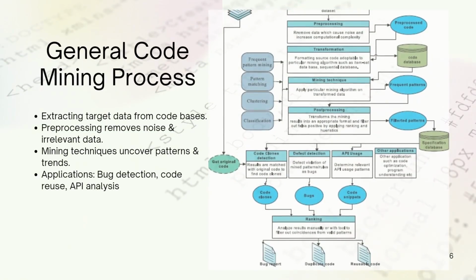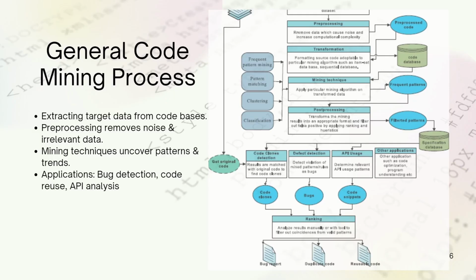Let's look at the code mining process. The process of source code mining follows a structured and systematic approach. Much like extracting valuable minerals from raw ore, software systems generate massive amounts of code, logs, and version history, making it difficult for developers to manually detect patterns, security vulnerabilities, or inefficiencies. Source code mining automates this process by systematically analyzing structured code to extract meaningful insights.